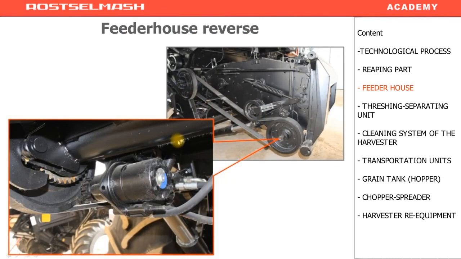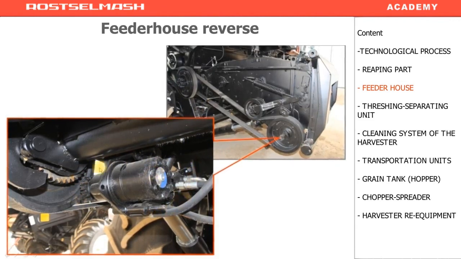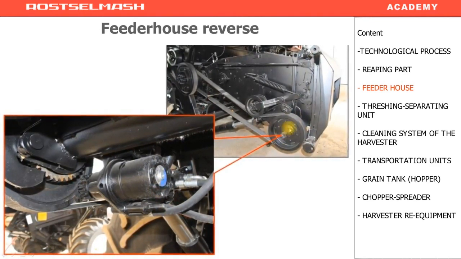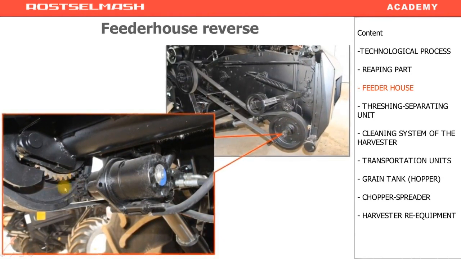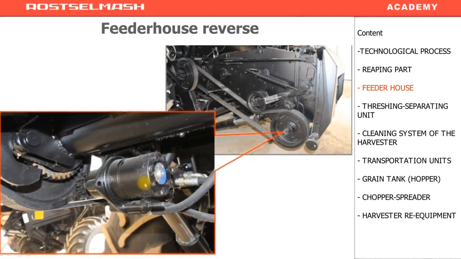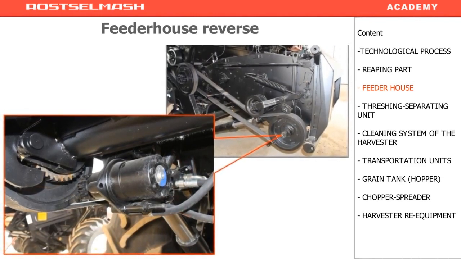Feeder house reverse. This function is controlled from the cab on the control panel. When you press the button, the hydro motor, which is located on the right under the feeder house, is geared with this shaft. Due to the cylinder movement, the hydro motor starts moving out. And when the sprockets are geared, the motor starts rotating. This way, the header and the feeder house rotate in reverse. Also, when this function is switched on, the reel is lifted automatically.